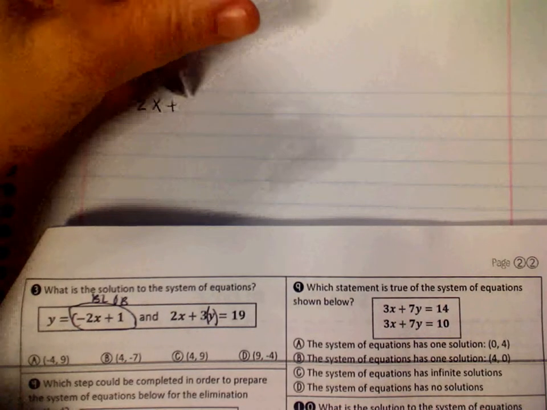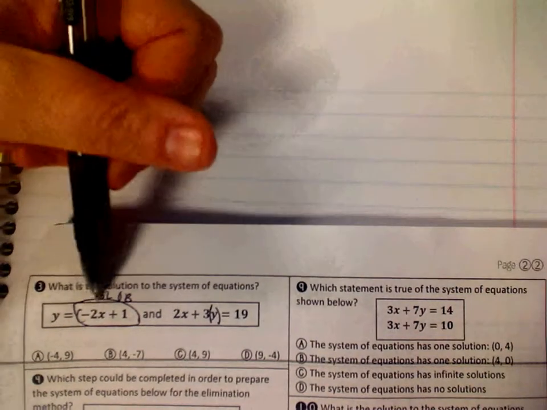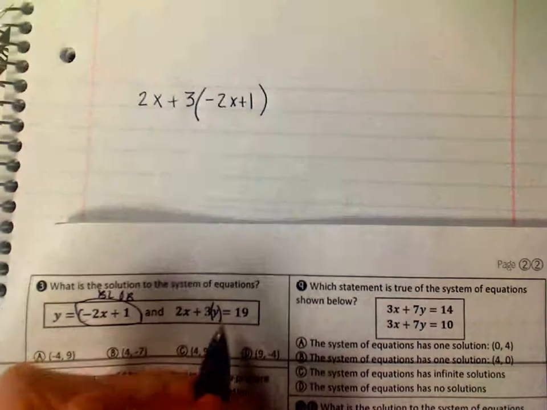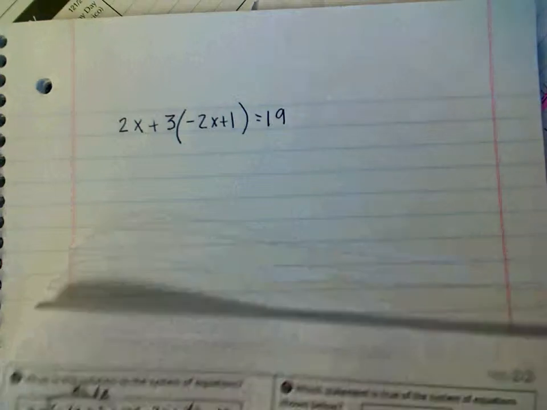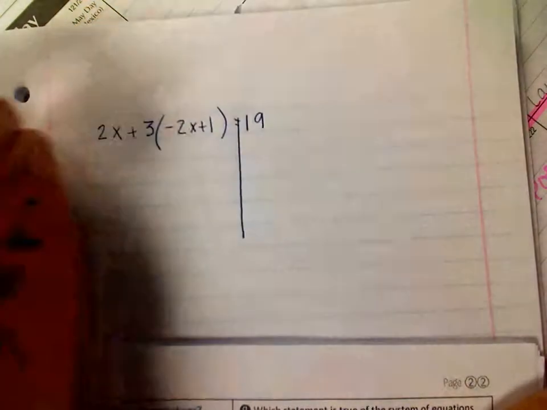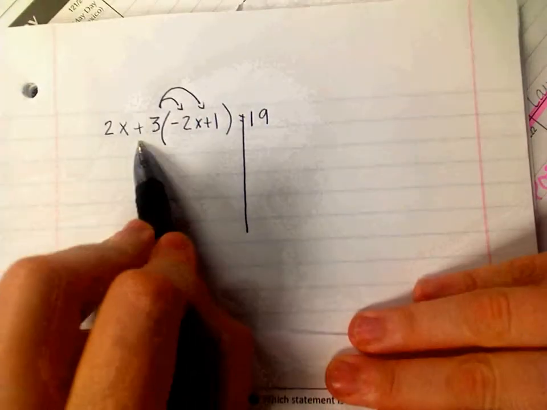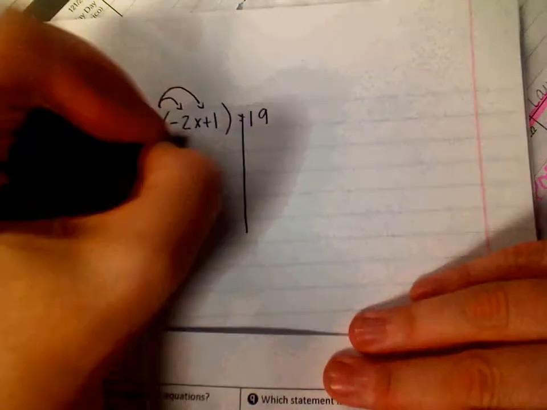Okay, so I'm rewriting the second equation. It's 2x plus 3y, but instead of y, I'm putting parentheses and whatever's inside the blob, negative 2x plus 1. And that equals 19. Okay. Draw your line. Now the first thing you need to do is distribute, of course. Multiply. This is a positive 3 times a negative 2. It's negative 6x. And then positive 3 times 1 is positive 3.